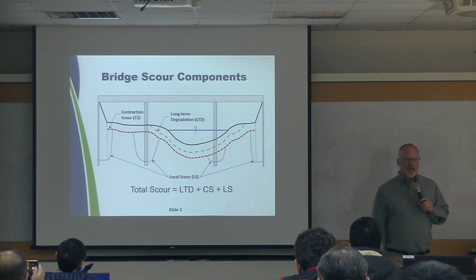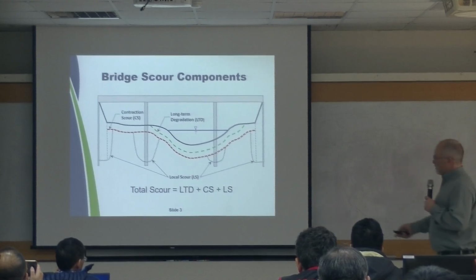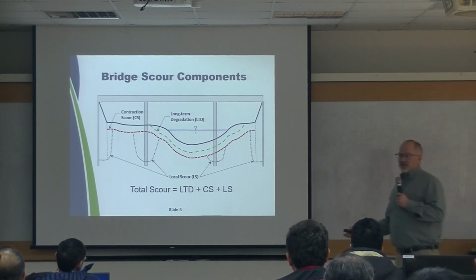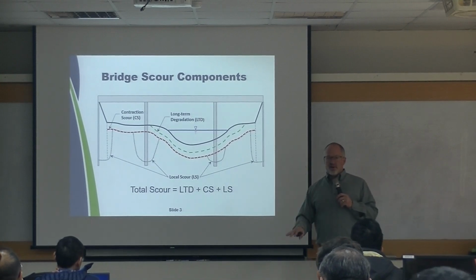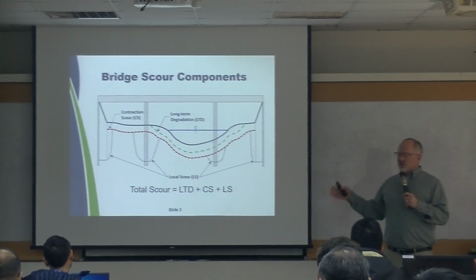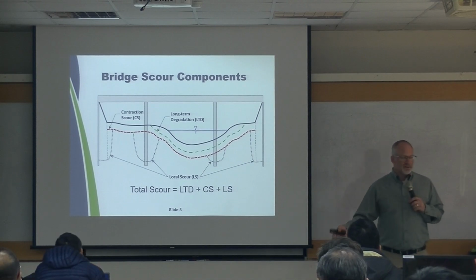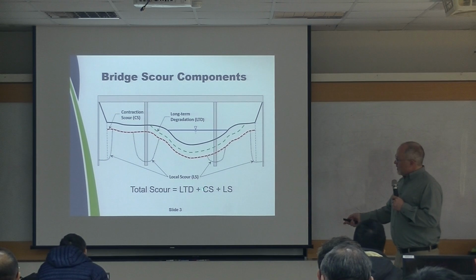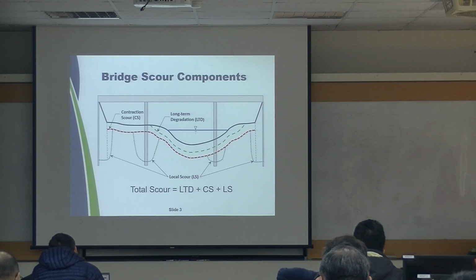When we talk about total scour, there are three primary components that go into bridge scour. The first one is long-term degradation. I think you see a lot of this in Taiwan. This is the ability of the channel to erode and degrade vertically outside of the influence of a bridge. Long-term degradation results from downstream channel changes, or what I've seen, possibly earthquakes, other changes that increase the amount of flow. So we always have to consider the long-term changes in a channel even before we get to evaluating bridge scour.